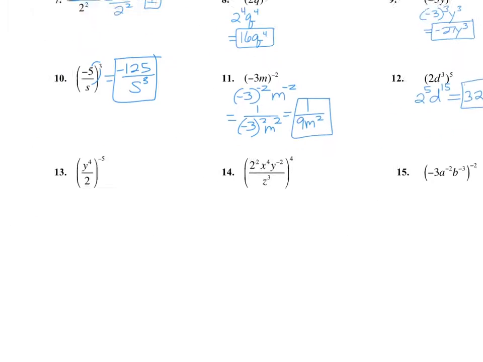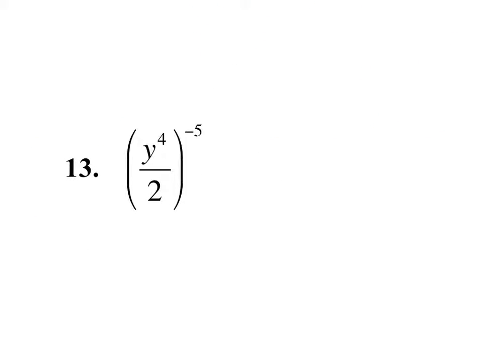Okay, number 13. Here we go. 7. Everybody's raised to the negative 5th, okay? So we're going to do this. You're to the negative 5th and you're to the negative 5th. So this becomes y to the negative 20. But we don't like that. We'll fix it in a sec. And then this is 2 to the negative 5th.